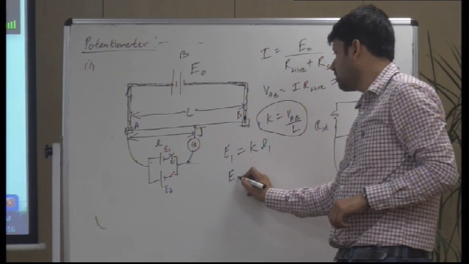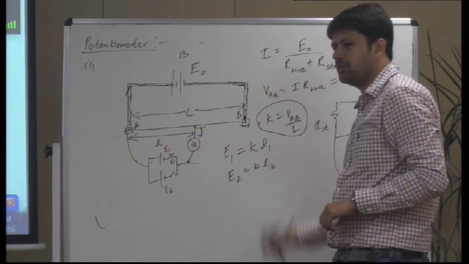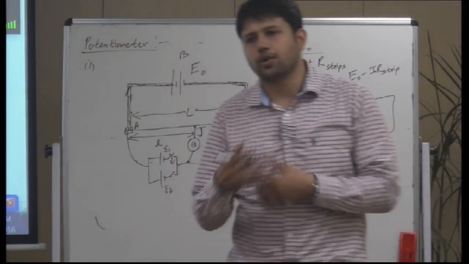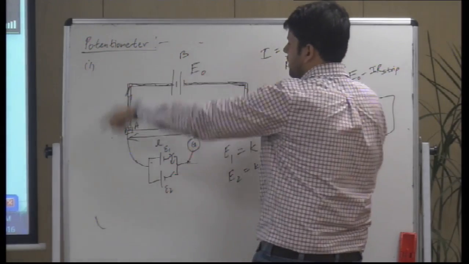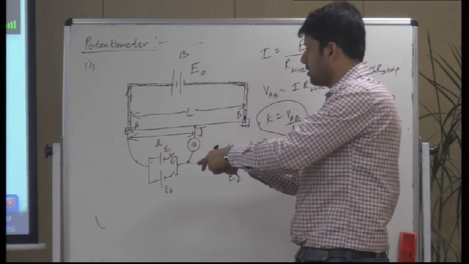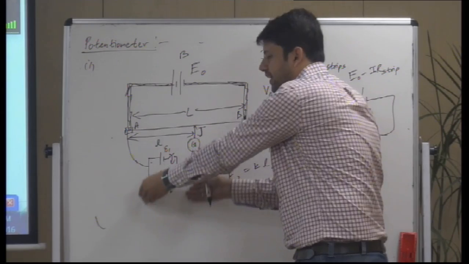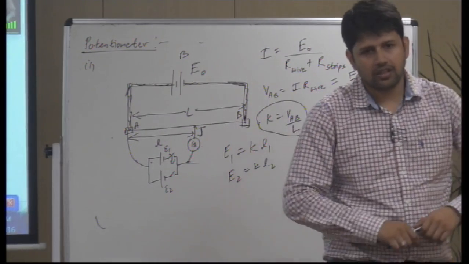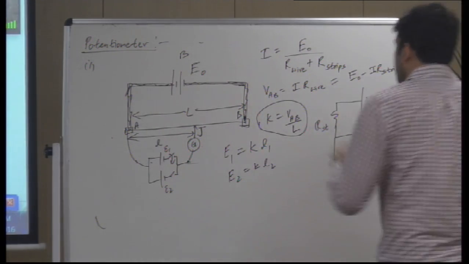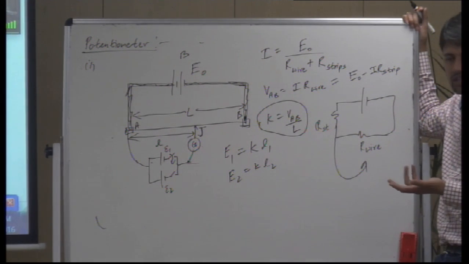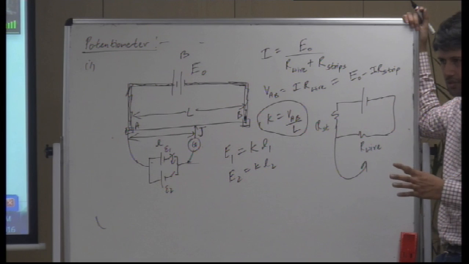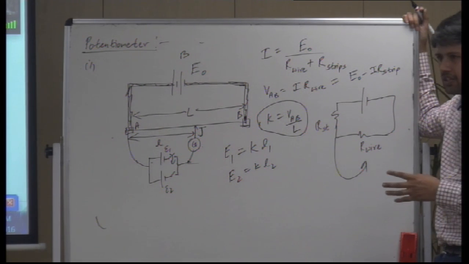For E2, it would be potential gradient into L2. Okay, so potential gradient is a property of the potentiometer of this main circuit. It doesn't depend on whatever you connect in the secondary circuit. So you can find the ratio and you can compare. E1 by E2 is L1 by L2. So is it okay? Not that difficult.